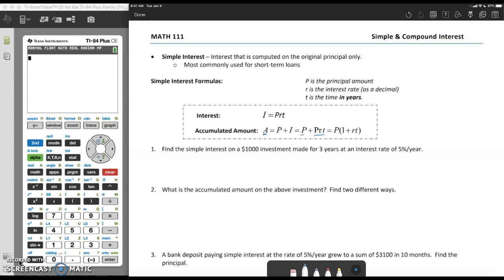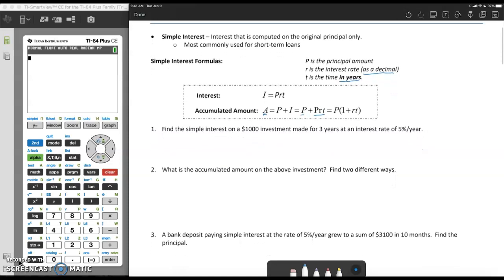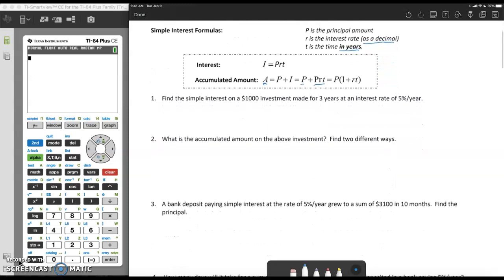What you need to know is that P stands for the principal, R stands for the interest rate as a decimal. So when we're working with it, we always use decimals for our rates. And T is the time in years. If you're given anything other than years, you will have to adjust. So let's just jump in and do a few example problems.